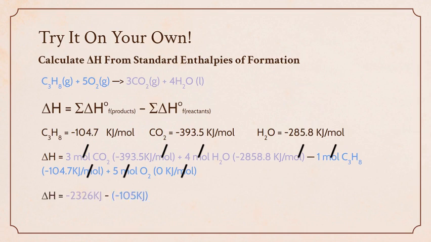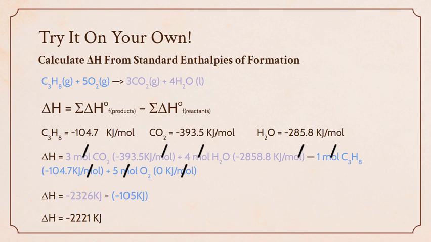And then you should get a negative 2,326 kilojoules for the products, and then you get a negative 105 kilojoules for the reactants, and then you're subtracting, of course. So that here becomes positive. So then after you add those two together, you get a negative 2,221 kilojoules.